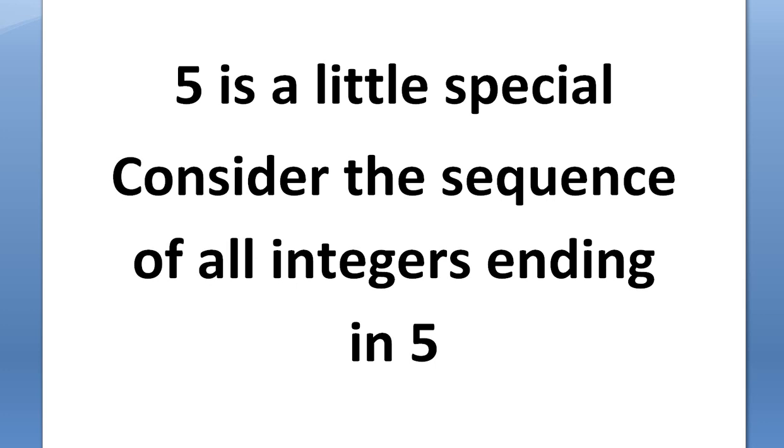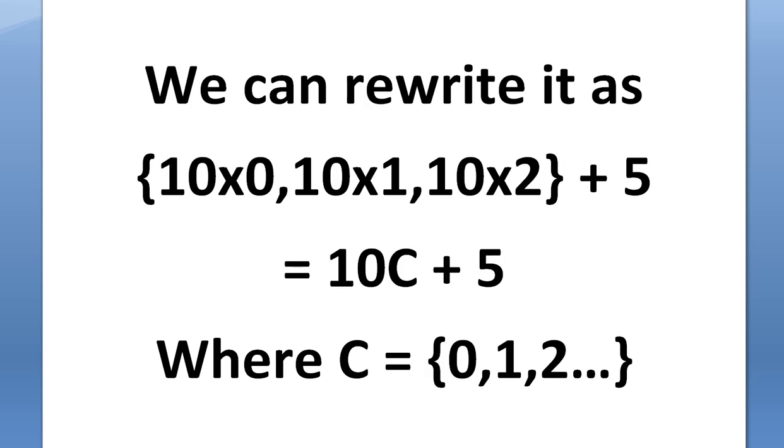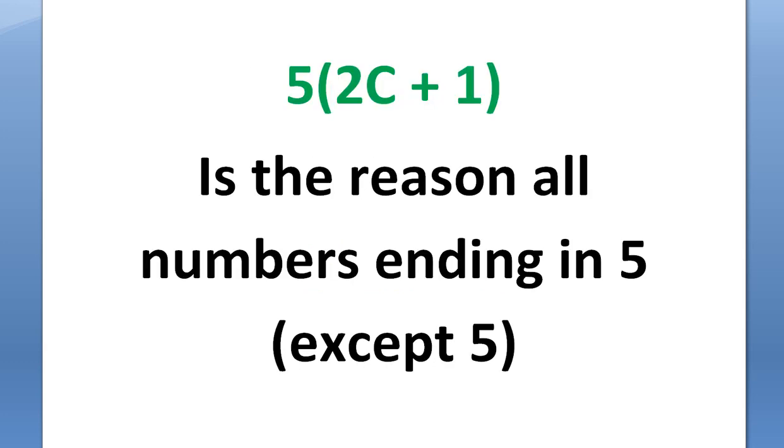Consider the sequence of all integers ending in 5: 5, 15, 25, and so on. So it's an AP with first term 5, common difference 10. We can rewrite it as {10 times 0, 10 times 1, 10 times 2, ...} plus 5, which equals 10c plus 5, where c equals 0, 1, 2, any integer. But we can rewrite that as 10c plus 5 equals 5 times (2c plus 1). So 5 is a common factor, pull it out, factorize it basically. So that's 5 times 1, 3, 5, etc.